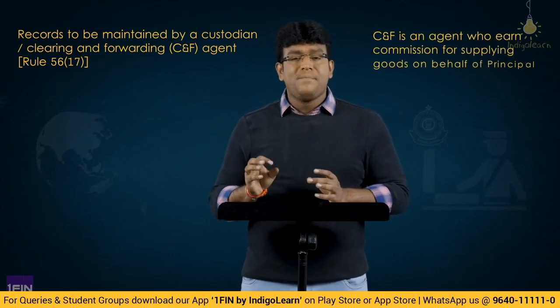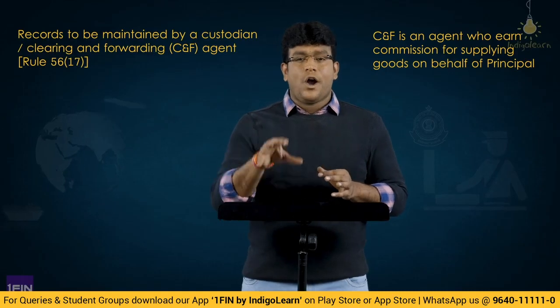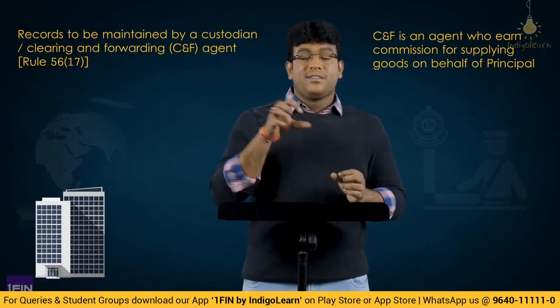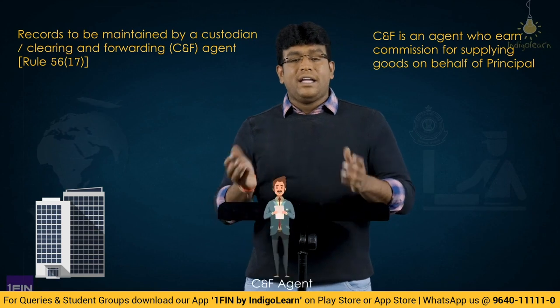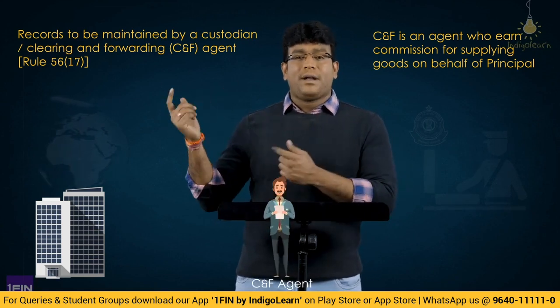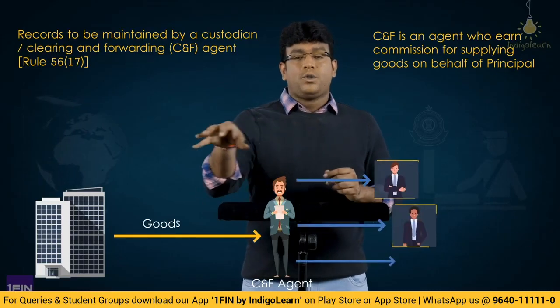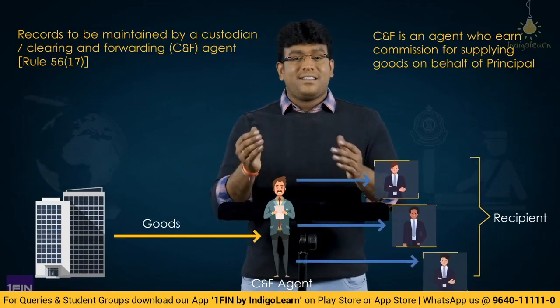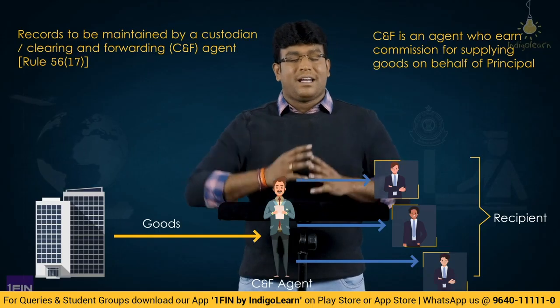A C&F agent is somebody who takes the goods from the principal and supplies goods on behalf of the principal, for which he will get commission income. Correct, right? This is a very common business where a lot of companies in respective states appoint a C&F agent, a clearing and forwarding agent, whose activity is only to ensure that he will properly get the goods from the company, supply them to the recipients, and then get the commission from the particular company.